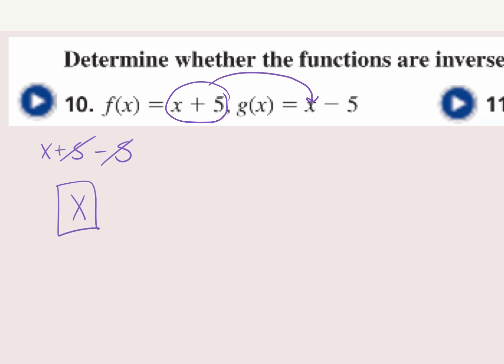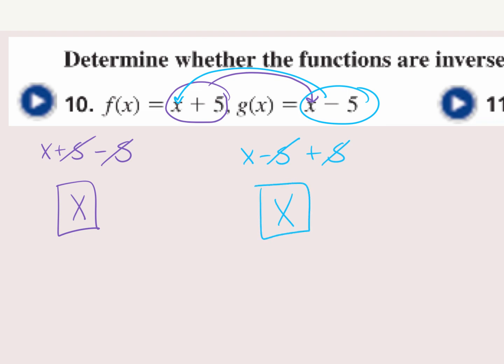X. Now we have to do the same thing, but we're going to take g and plug it into the x in the other function. So x minus 5 plus 5. Anything cancel here? The 5's. So what am I left with? The x. So are these inverses of each other? Yes.